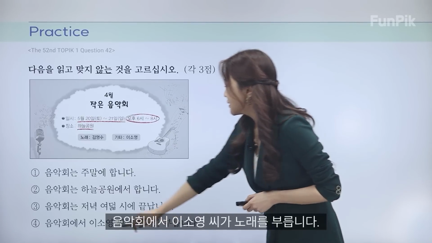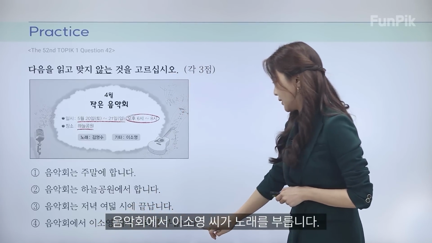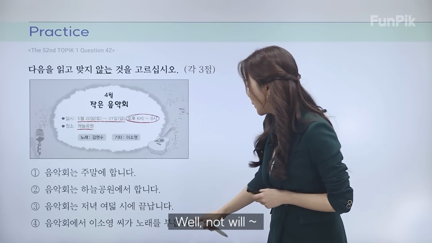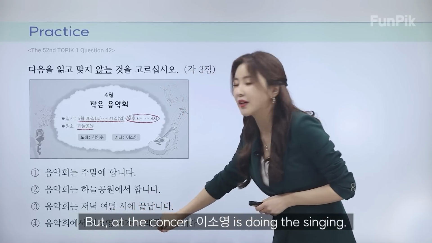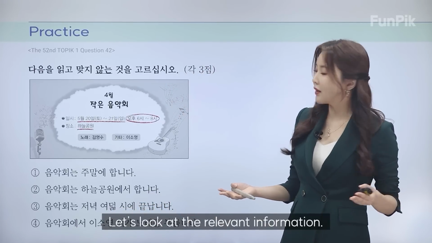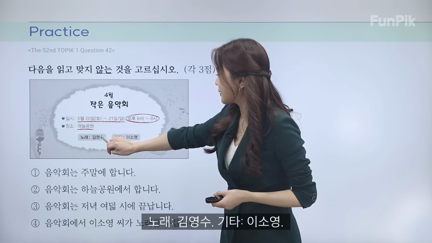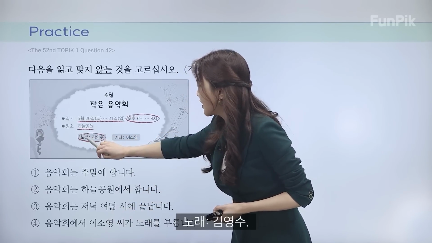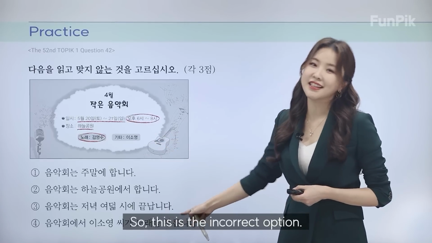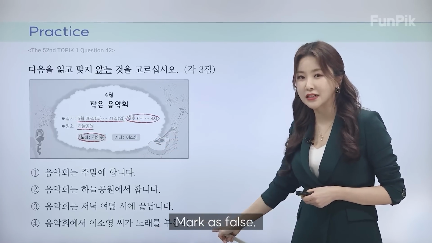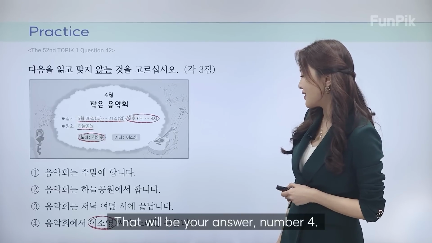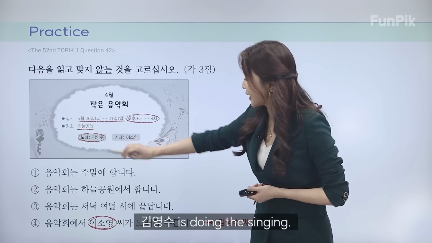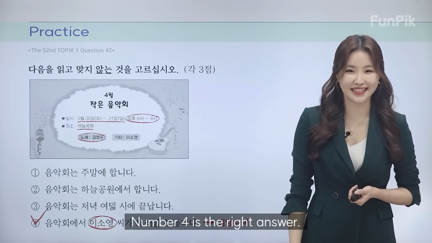The final one. 음악회에서 이소영 씨가 노래를 부릅니다. At the concert, 이소영 is doing the singing. Let's have a look at the relevant information. 노래, 김영수, 기타, 이소영. 이소영 is over here. 노래 is 김영수. So this is the incorrect option. Mark it as false, and that will be your answer number 4. See, 김영수 is doing the singing. Number 4 is the right answer.